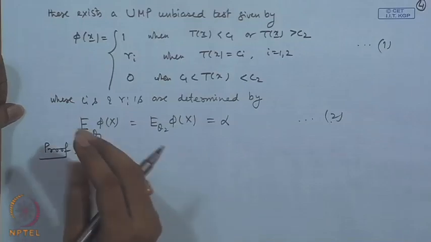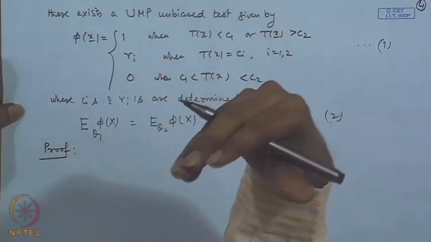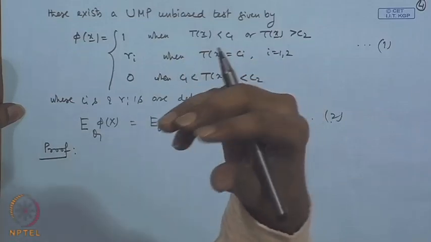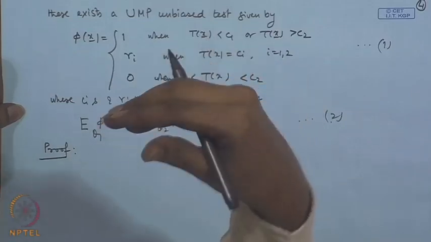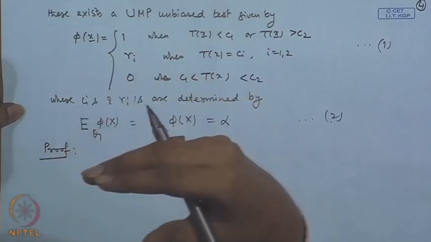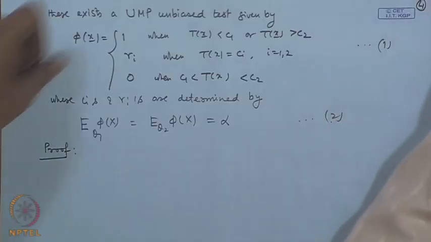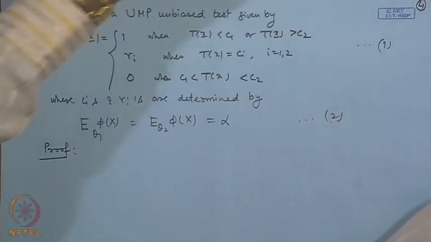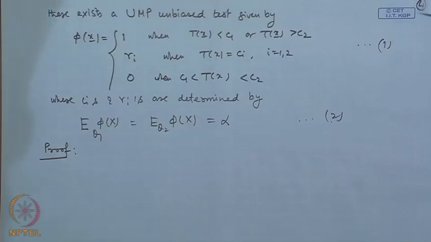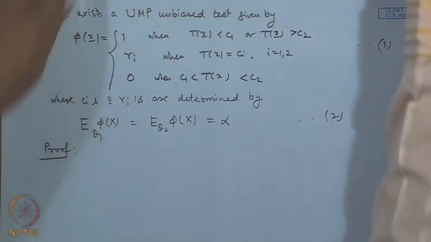So, here the distribution is in the exponential family. In the exponential family, if I have an integrable function, the integral or the expectation is a continuous function. So, we can use this, because to apply the lemma what we wanted here is that the power function of every test is continuous. So, the power function here will be expectation of phi x. So, this should be continuous.